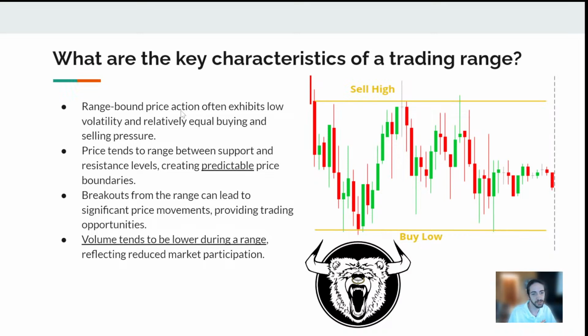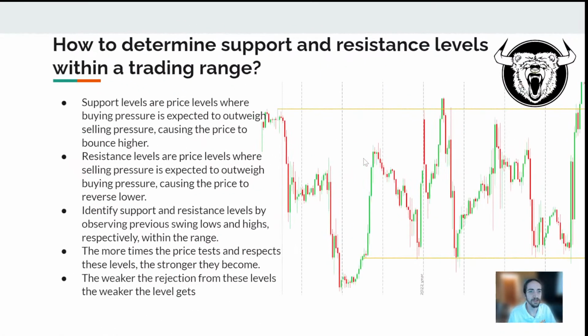So, let's see. Breakouts, lower volume. Yes, perfect. So, how to determine support and resistance levels within a trading range. I'm just going to go over some basics of what support and resistance are, in case you guys haven't seen the previous webinar on support and resistance.